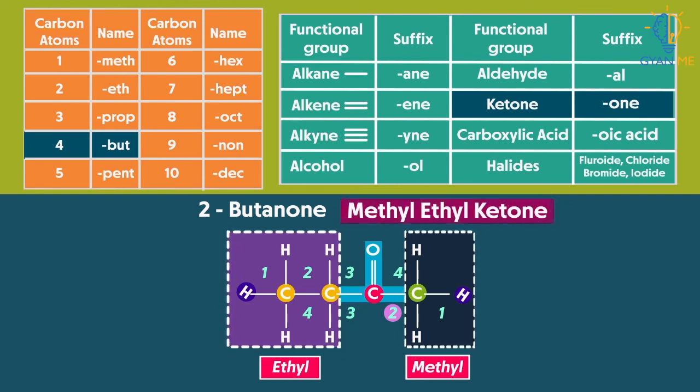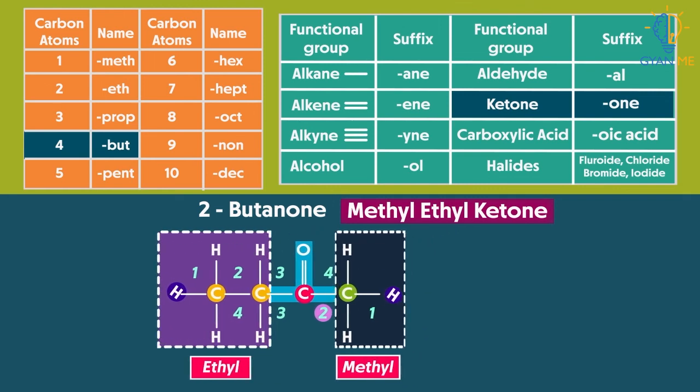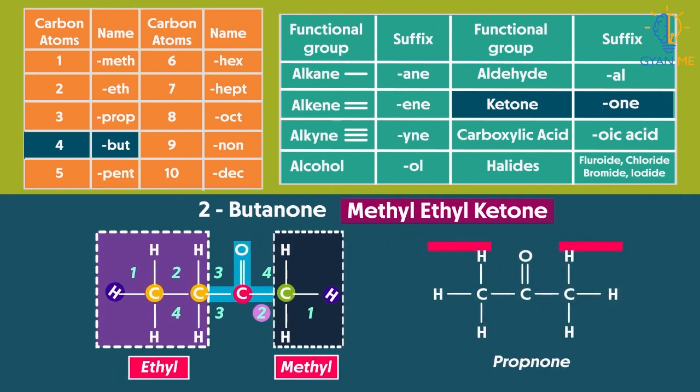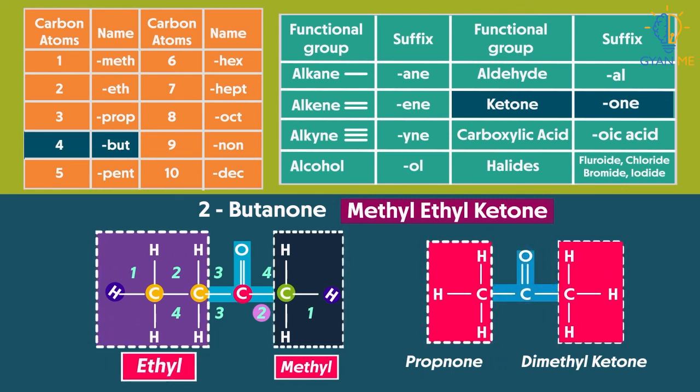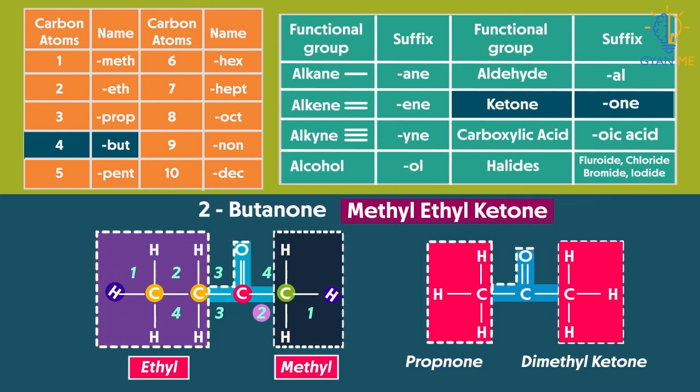Now we know that the ketone group will always have two identical or different alkyl groups on either side of it. Just like in propanone, we had two methyl groups on either side. And that is why propanone is also known as dimethyl ketone. This means it has two methyl groups flanked on either side of the ketone. Or in the second, we have one side ethyl and the other side methyl. And therefore, the ketonic group will never be at the end. It will always be in the middle of the chain.